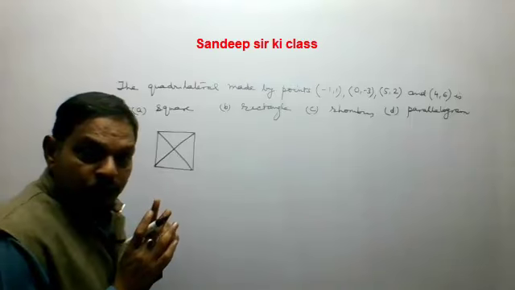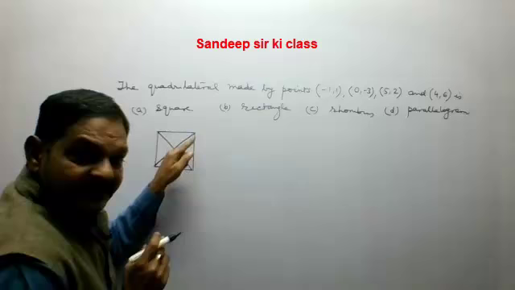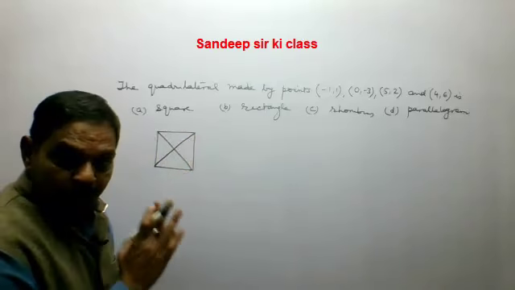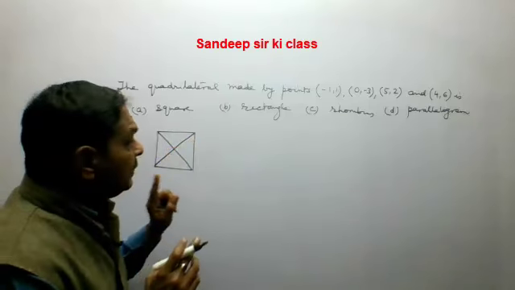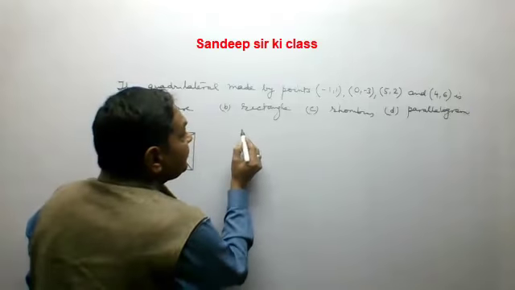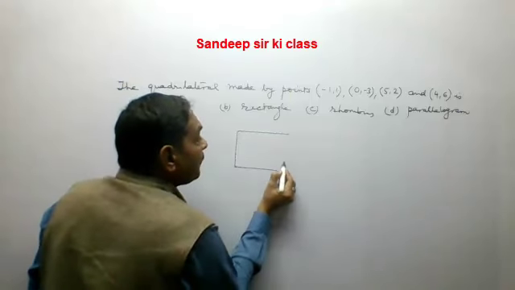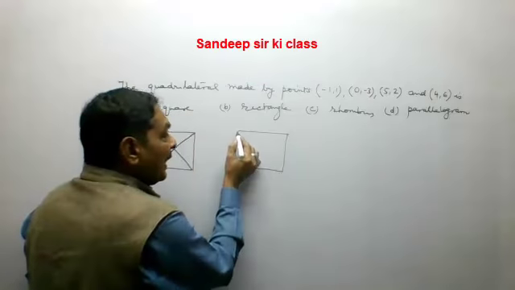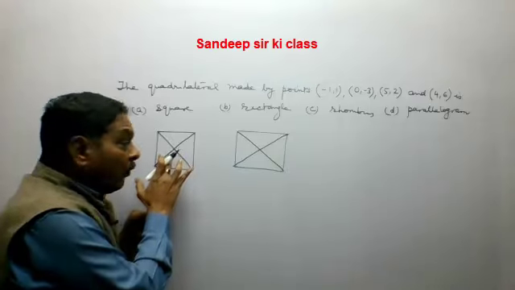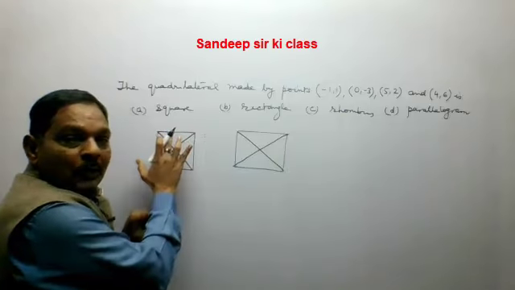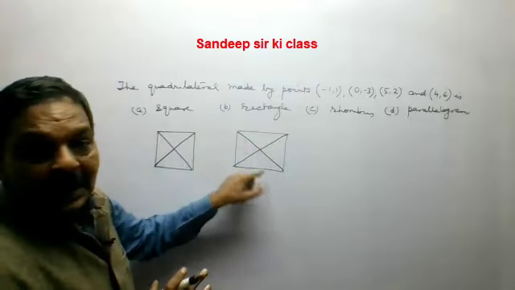So, if we use the distance formula, we are to find the sides of the quadrilateral. They should be equal and the diagonals should also be equal. Let us see now the second option. Rectangle is like this, which has opposite sides equal and diagonals are equal. Here four sides are equal, here opposite sides are equal and diagonals are equal.